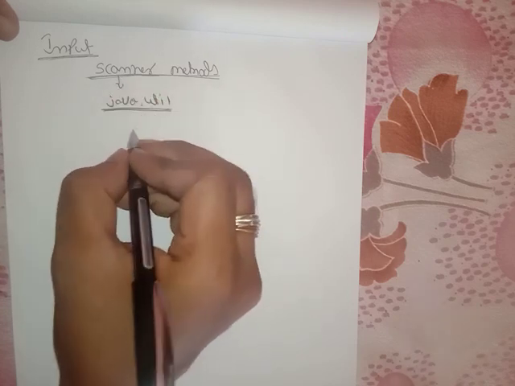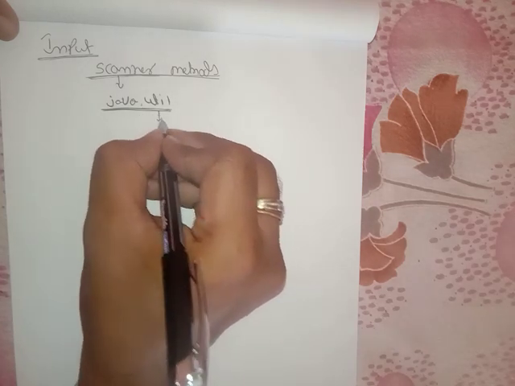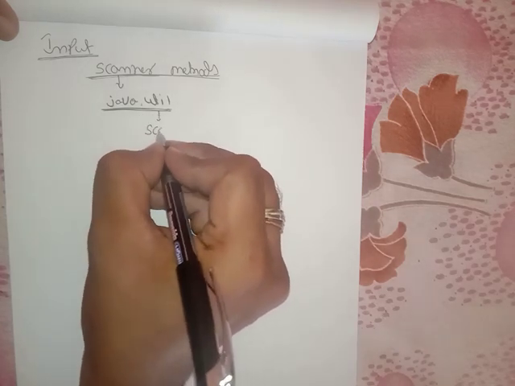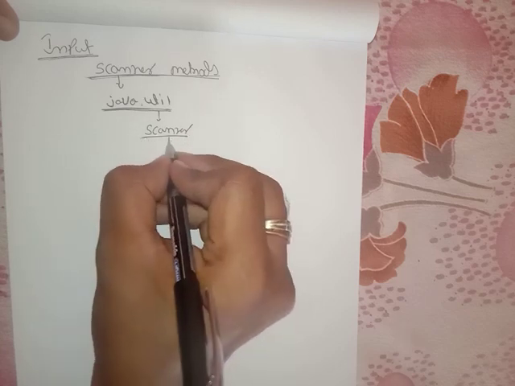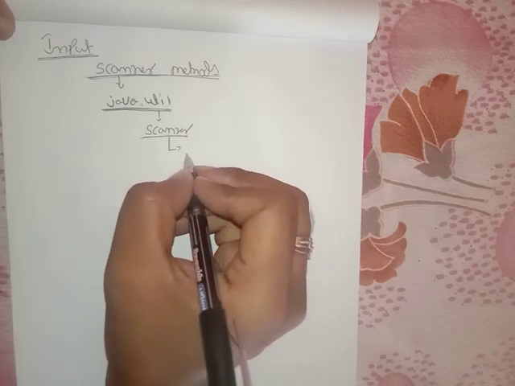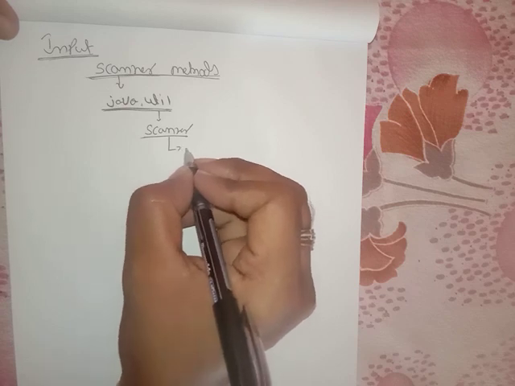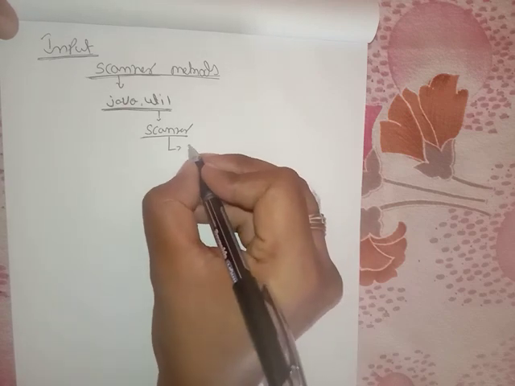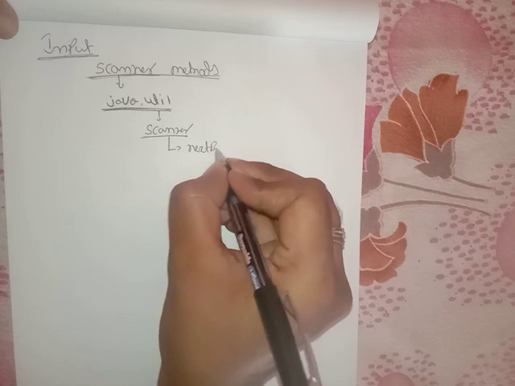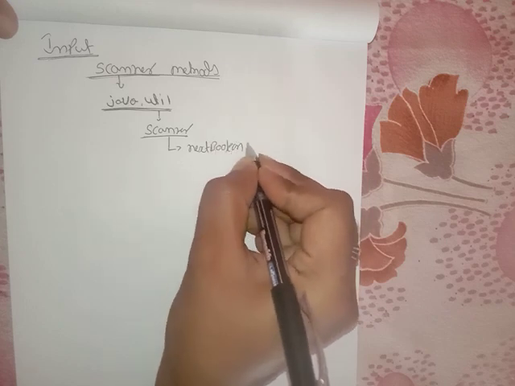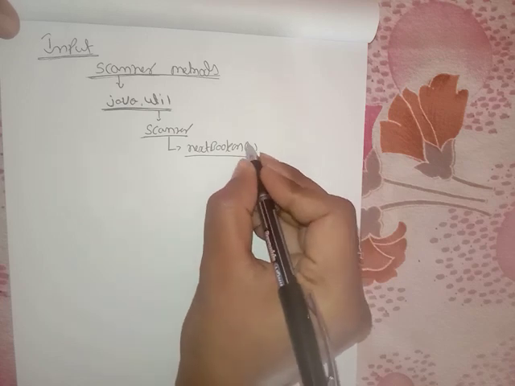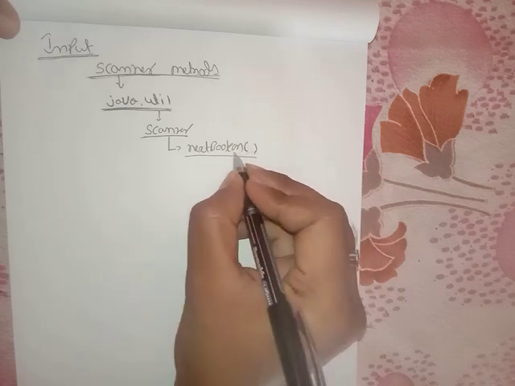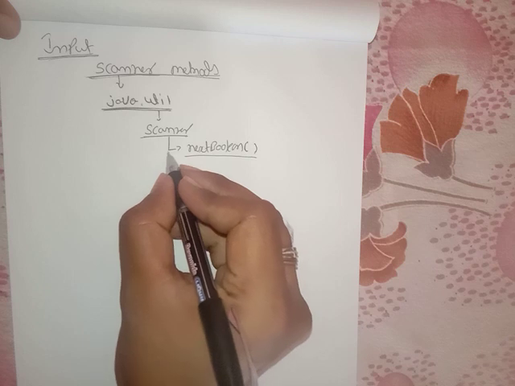The util package has many classes. One of them is Scanner. Inside this Scanner class, many non-static methods are there. For example, it has the method nextBoolean. By calling these methods, we can take the boolean type of input from the keyboard, either true or false.